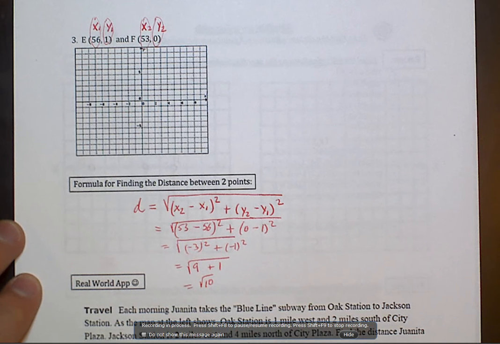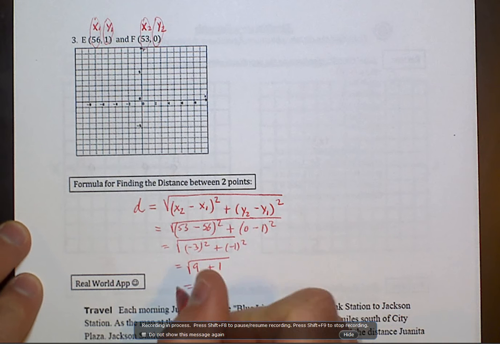Now, you look to see to simplify this, but you can't. You can't simplify the square root of 10 any further. That's what we call simplest radical form, and that would be our distance. Okay?